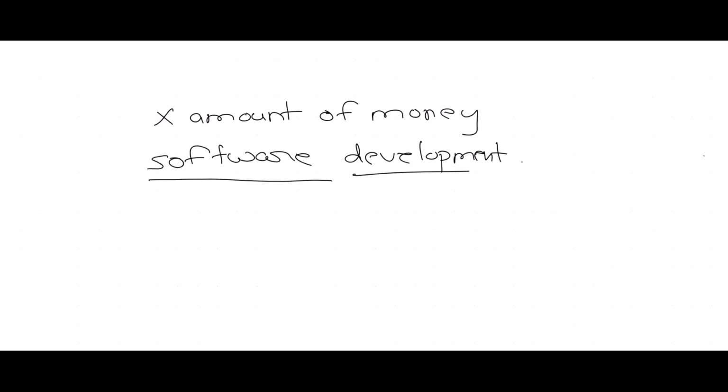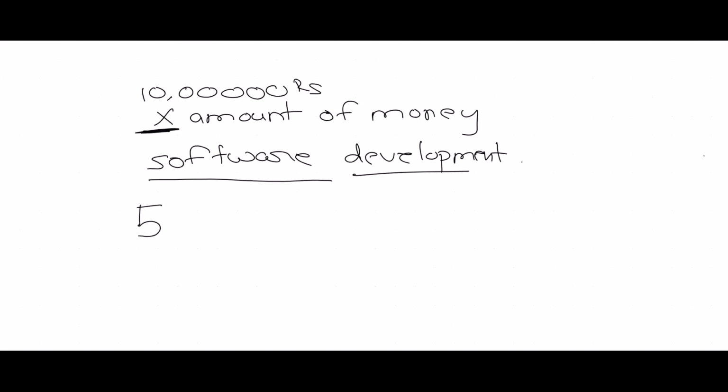10 lakh rupees. Okay. And we want to start a company of software development. They say for doing a software development work, we need to hire some employees. Employees what? Software developers. The minimum software developers or engineers that we need are 5.